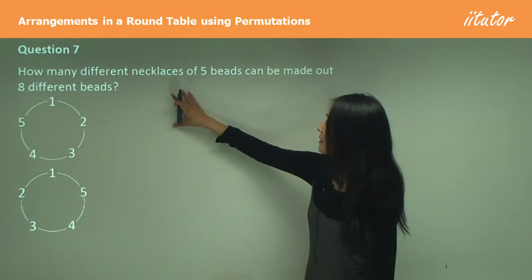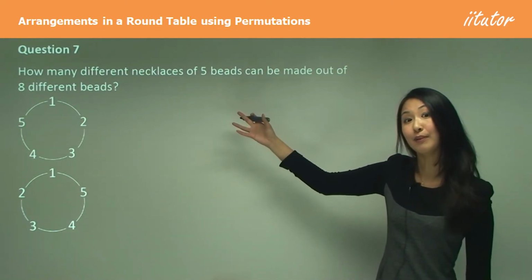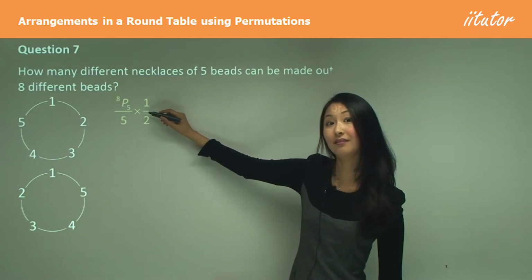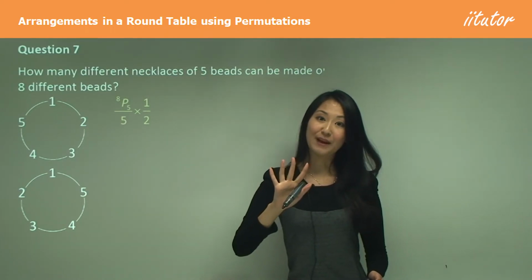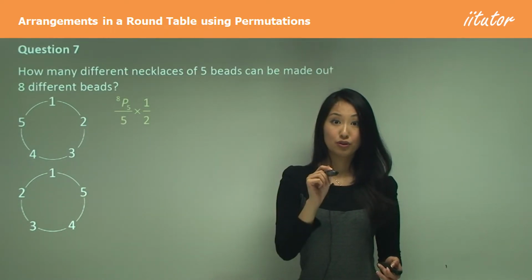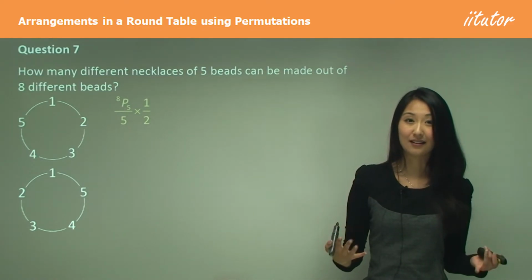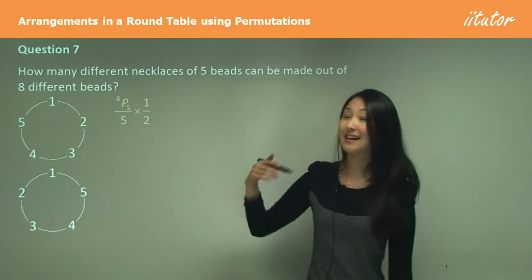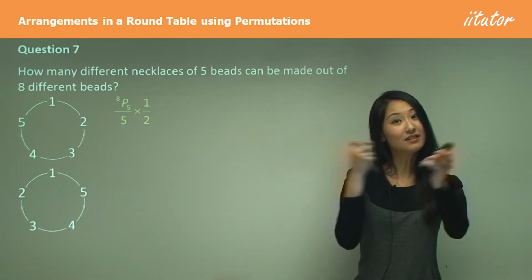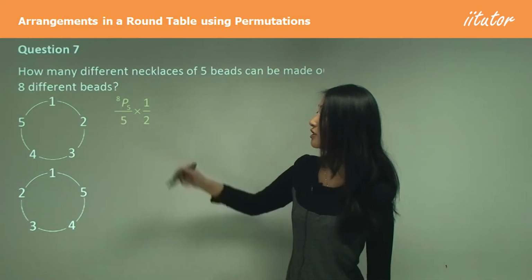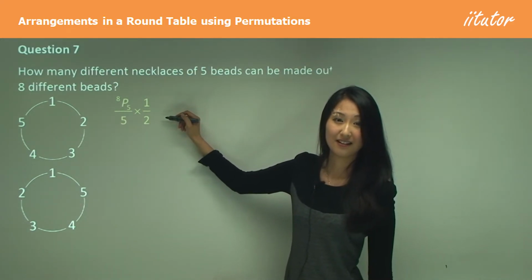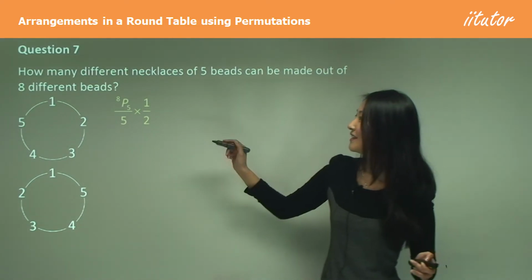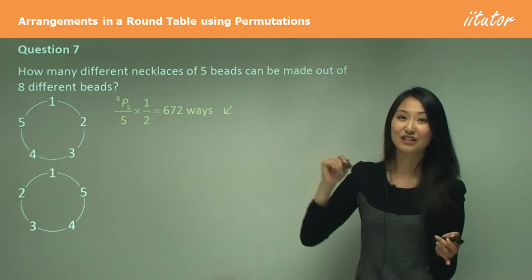So from 8 beads, I want to select 5 beads. So that's why I'm going to have 8P5, right? That's where I get that from. Now I have the 5 beads already and I want to put them in a circle. So that means there's going to be 5 circles that are exactly the same. So that's why I divide by 5. And now, because it's a necklace, it means I can switch them around, so I need to divide by 2 or multiply by half. So can you see how I've broken that down to steps so that it's actually really easy? And you can just put that in your calculator and you should get 672 ways.